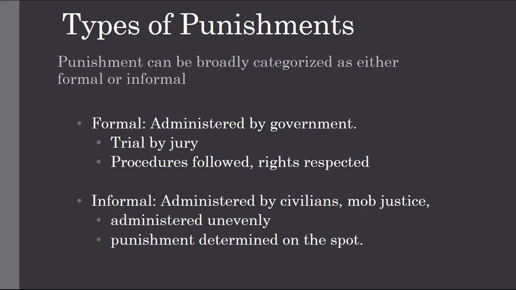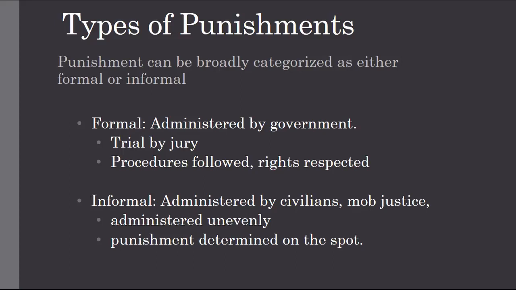Formal punishment is administered by government. It is typified by trial by jury, at least in our society. You could also, in a different societal context, do trial by a judge or a king or a chief or whoever is the one that decides for that society what will happen to the person that breaks the law. And typically, in formal trials, at least in the modern world, procedures are followed, rights of individuals are respected, or at least we pretend that they're respected.